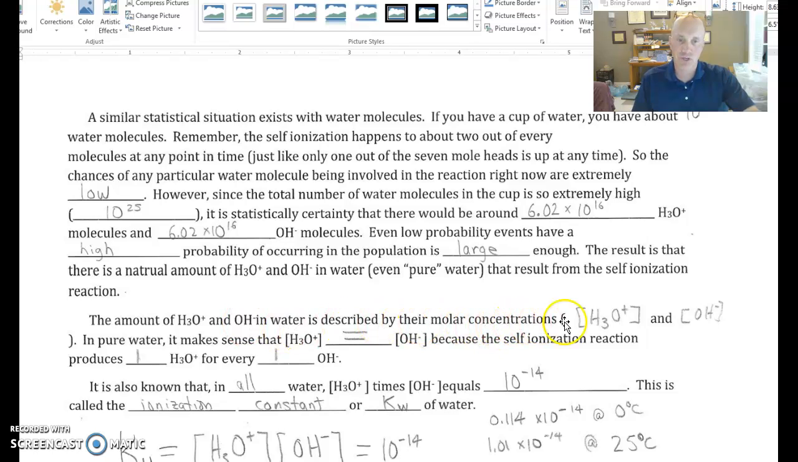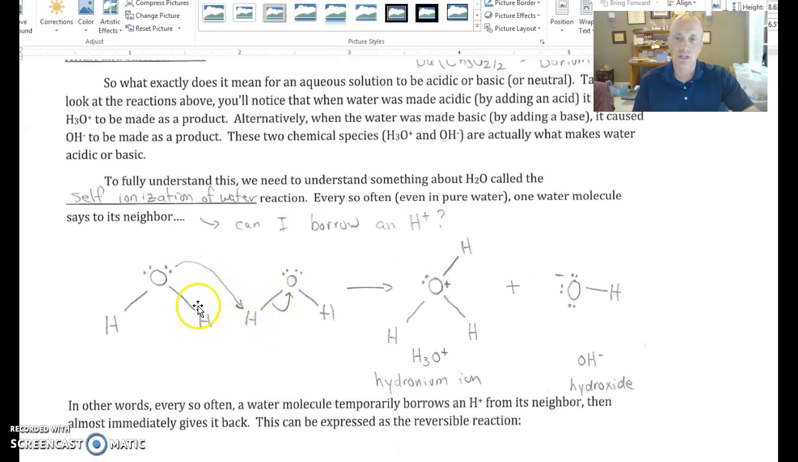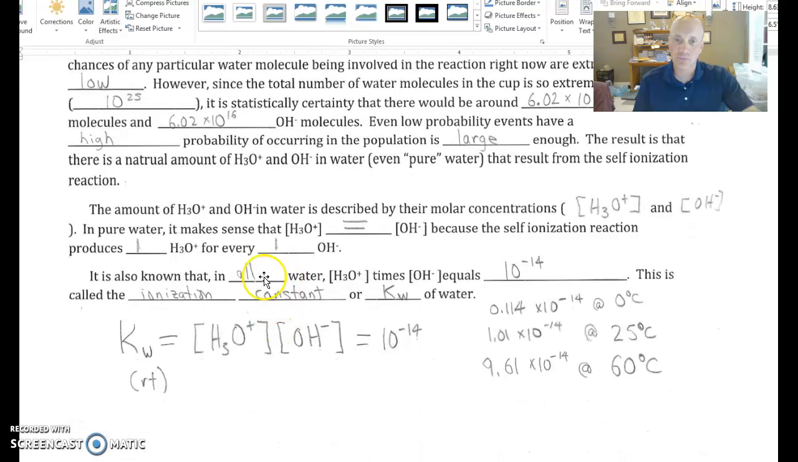So the way that we always describe the amount of H3O plus and OH minus in water is by their molar concentrations. And we express this by putting square brackets around them, and you should know that anytime we do that, we're talking about the molarity. So this would mean the molarity of hydronium ions. This would mean the molarity of hydroxide ions. And in pure water, what we're going to find is that the molarity of H3O plus is going to equal the molarity of OH minus. The reason for that is if you look at the self-ionization reaction, the same reaction that creates one of these also creates one of these. So that's why you're going to have that relationship.